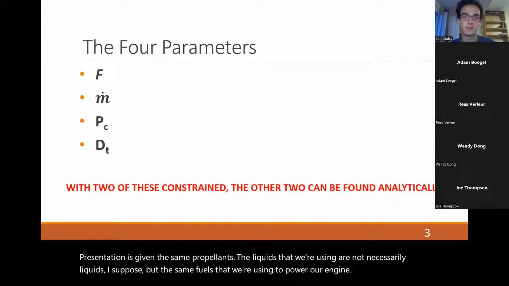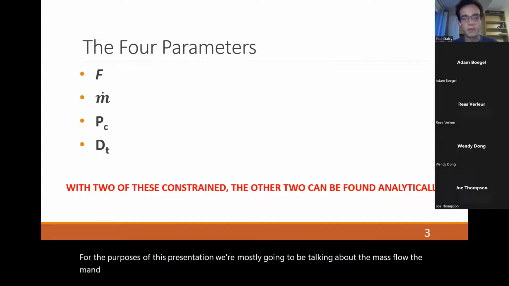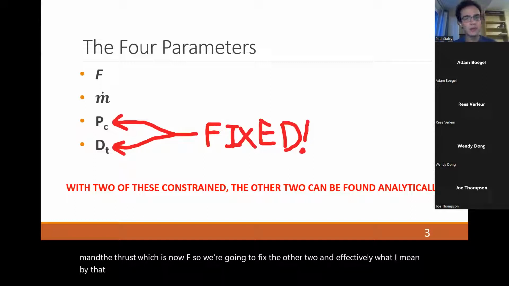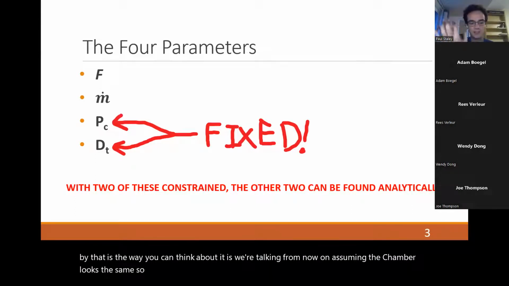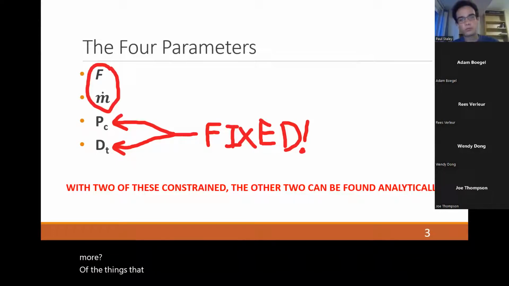Now, for the purposes of this presentation, we're mostly going to be talking about the mass flow, the m dot, and the thrust, which is now F. So we're going to fix the other two. Effectively, the way you can think about it is that from now on we're assuming the chamber looks the same. So the rocket engine itself is the same rocket engine. And the question is, how can we change the things that we're putting inside it and moving through it to get us more of the things that we want? So yeah, like I said, these are the two that we're going to be focusing on.